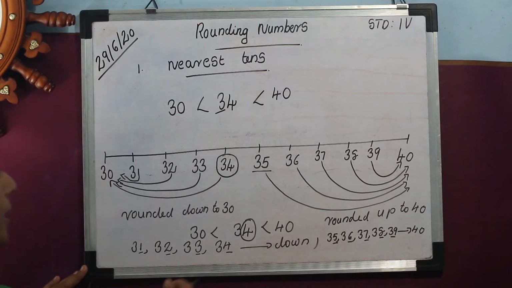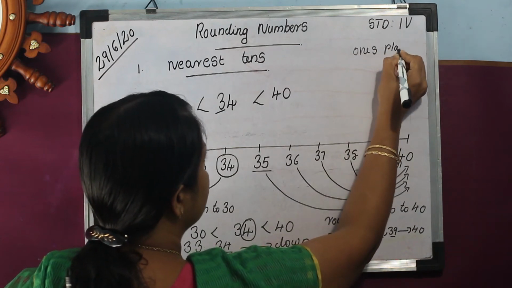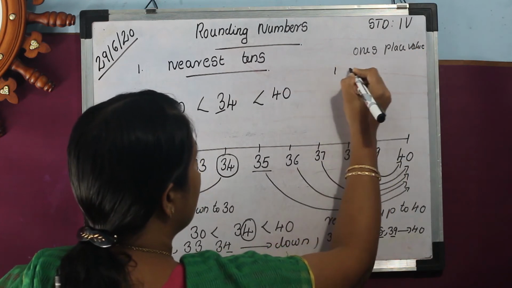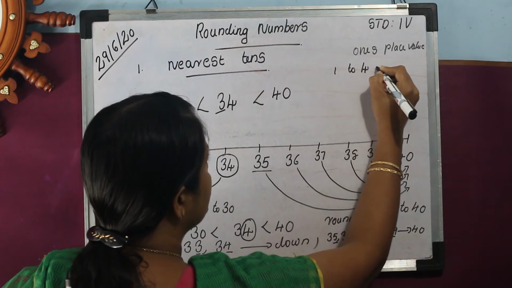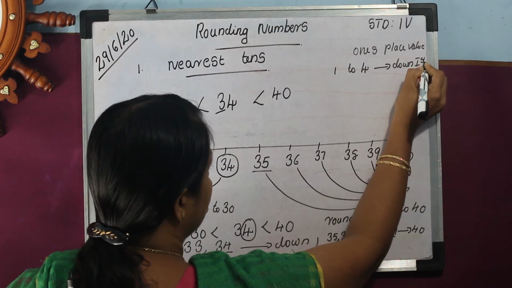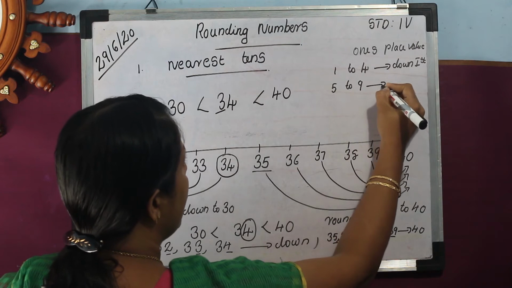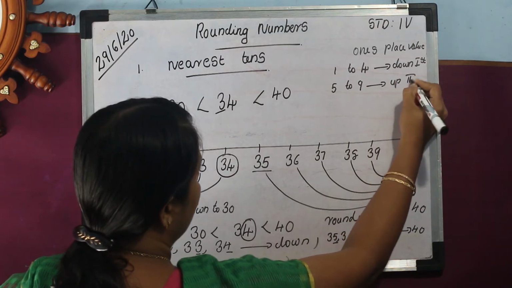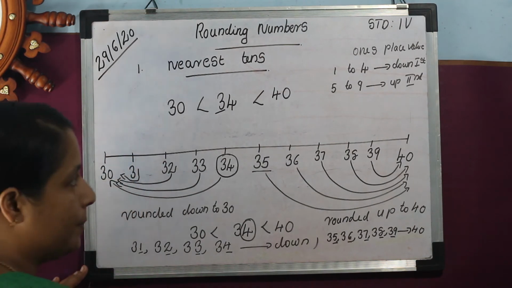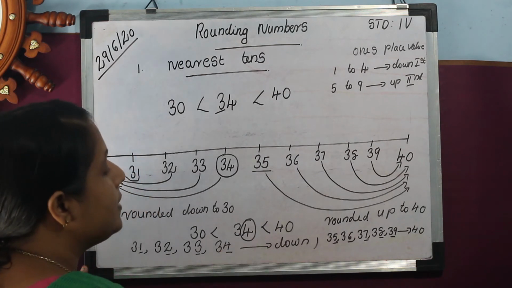So our condition is the 1's place value. 1's place values from 1 to 4 are rounded down to the first number. Then 5 to 9 are rounded up to the second number. 1 to 4 are rounded down to the first number and 5 to 9 are rounded up to the second number. Here our number is 34.